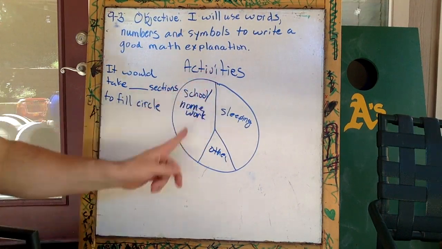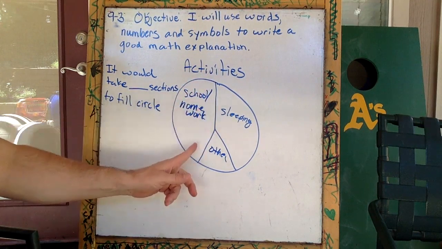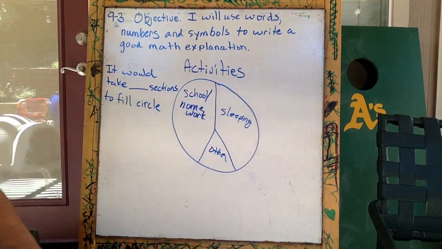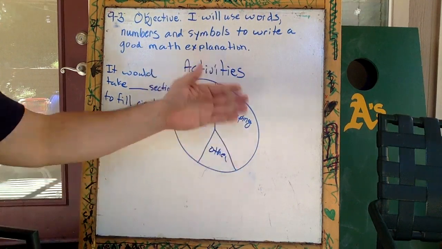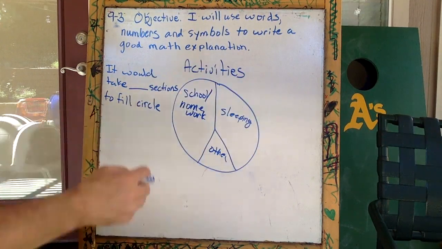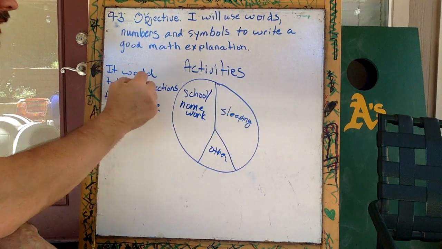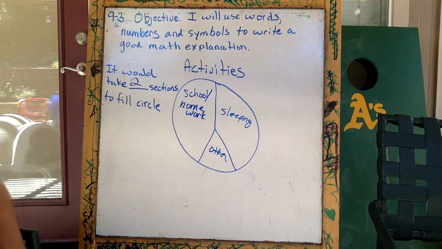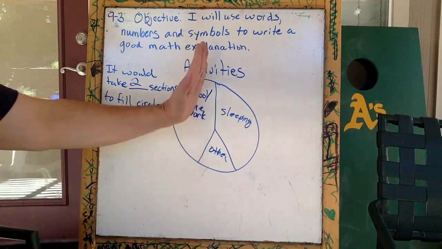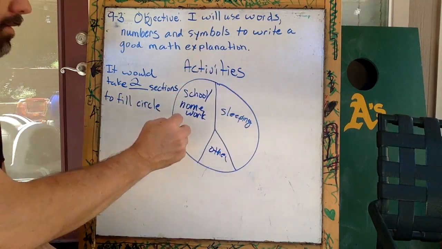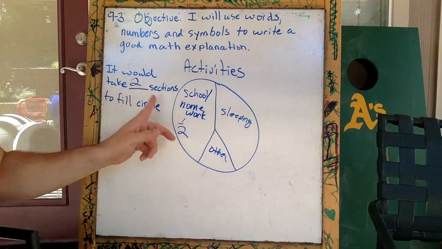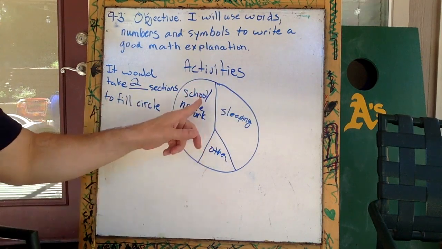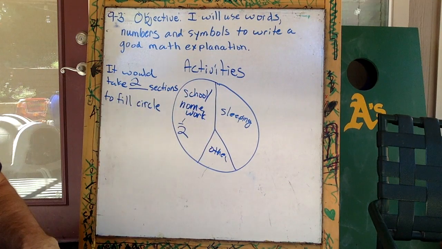So when I look at this section, about how many of these sections are going to cover the whole circle? Well, it's almost about maybe 2, right? If I have another section of this, it's going to be almost one whole. So it would take 2 sections to fill the circle, okay? That tells me that of this circle, it's about 1/2. 1 out of the 2 sections is devoted to school and work.